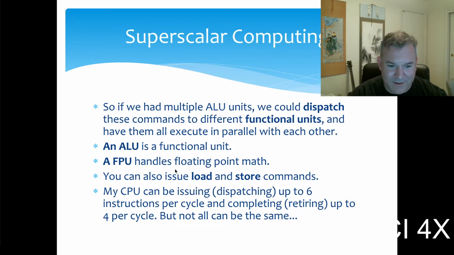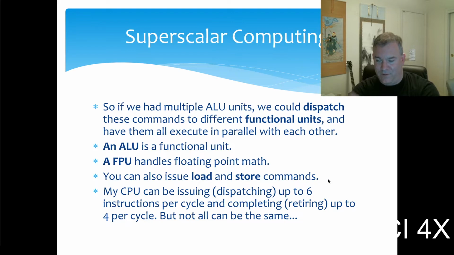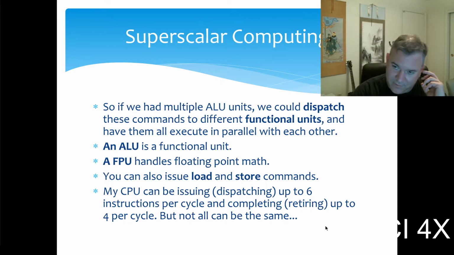Okay. So ALU, FPU, load and store. So the 2600 can issue up to 6, and it can retire up to 4. So it can issue up to 6 instructions per cycle and retire up to 4, but they can't all be the same because of those limitations that I was talking about. So this is again one of those things where you want to read the data sheet and figure it out. And does this matter to you?